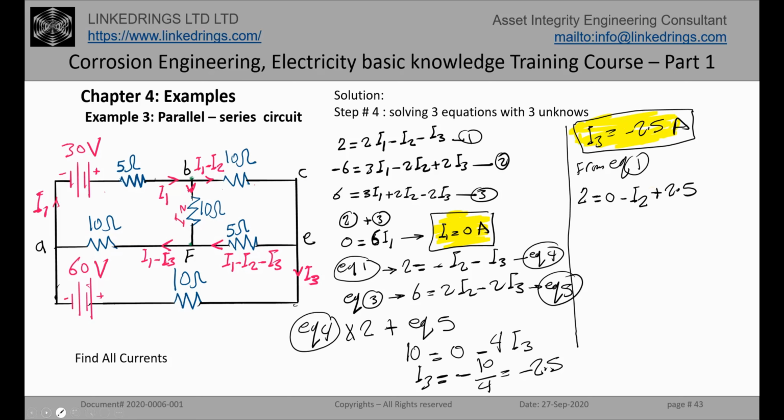So if we substitute in equation number 1 the values of I1 and I3, we will find that 2 equals I1, which is 0, minus I2 plus I3, so minus minus is plus, so plus 2.5. So we can find that I2 equals 0.5 amperes.